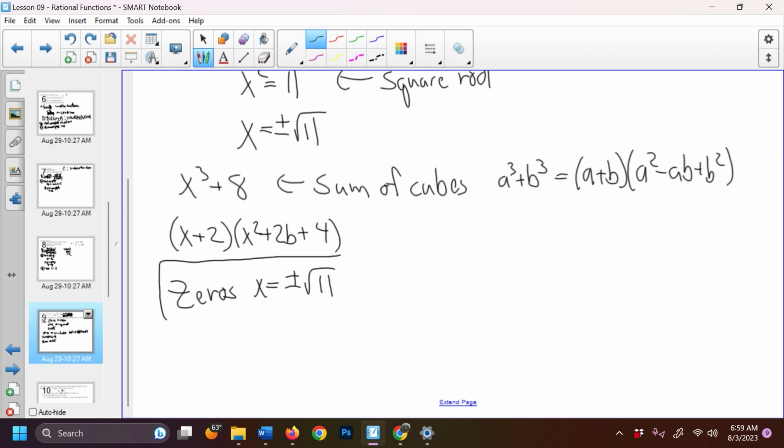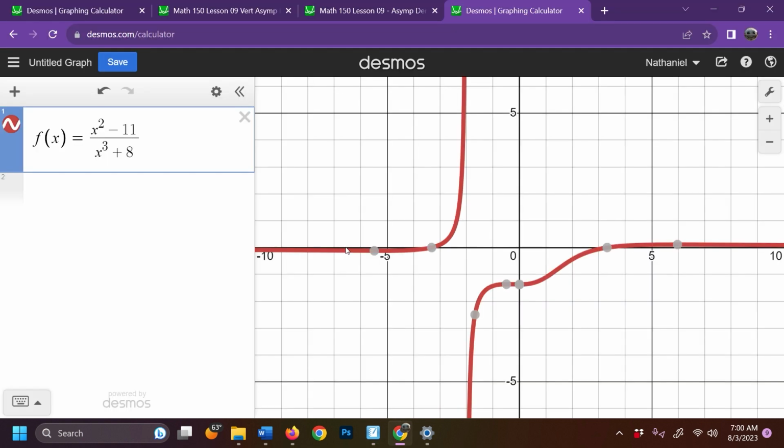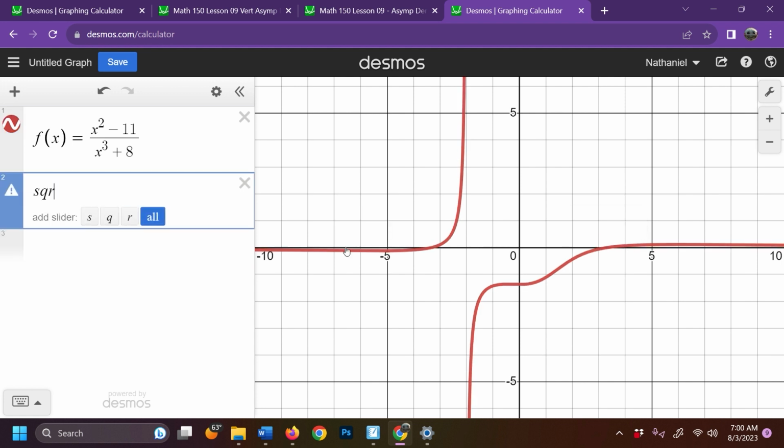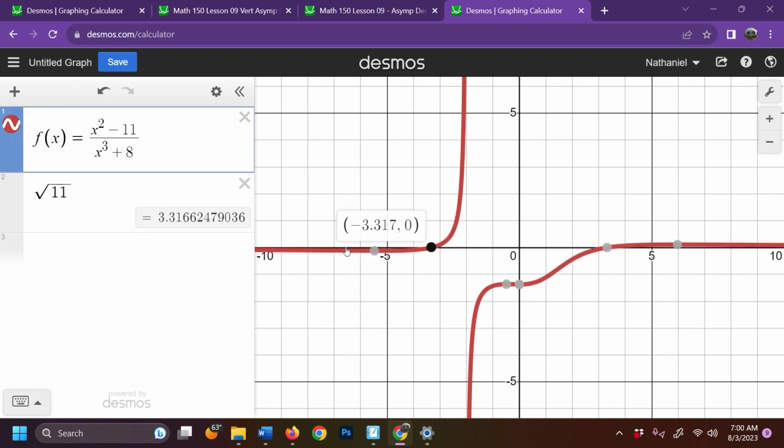And if we go to Desmos and type the function in, here's our function, x squared minus 11 over x to the third plus 8. We do get this kind of funky looking graph here. But we do in fact find that the zeros are at plus and minus square root of 11. We can just type in the values, and we can see real fast that they do in fact match up. This 7 here, that will round up.